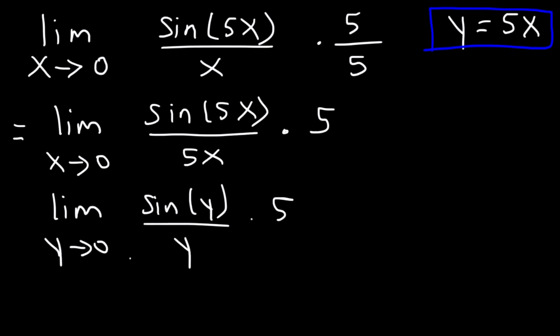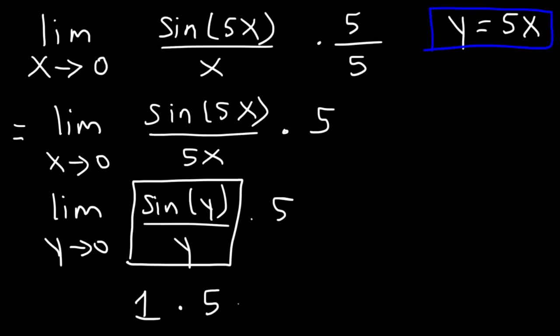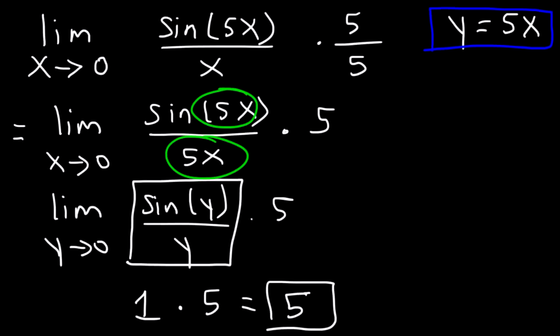Now we can use the formula. If the limit as x approaches 0 of sine x over x is 1, then the limit as y approaches 0 of sine y divided by y must also be 1. So this is going to be 1 times 5, which is equal to 5. And that's the answer. So what you want to do is make these two values the same, and then you can replace it with a letter like y, and then evaluate the limit that way.